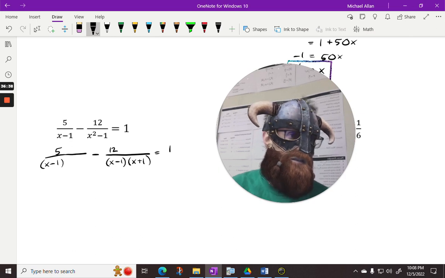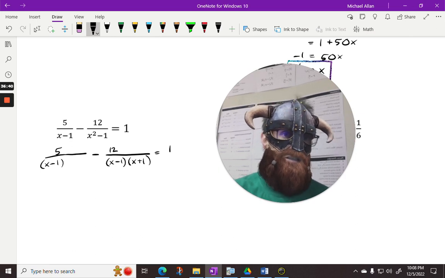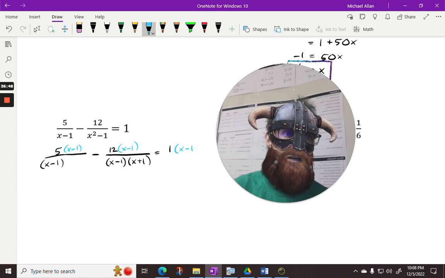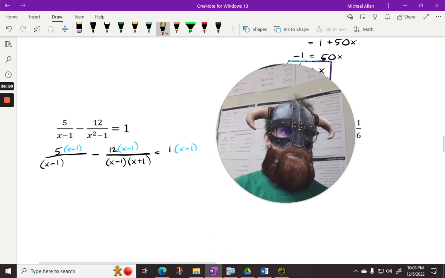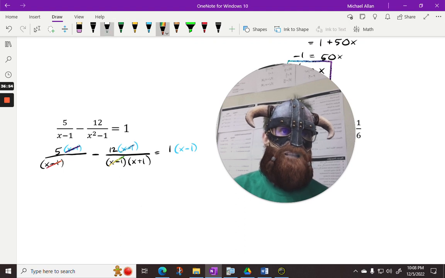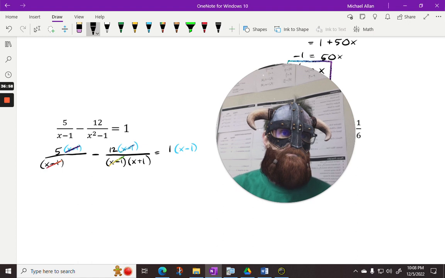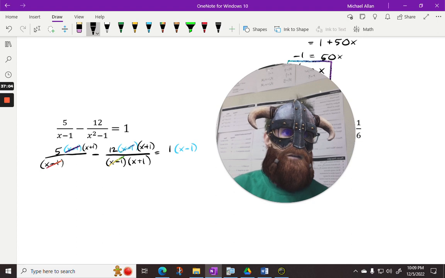Now, I need to get rid of these denominators. But remember, you're trying to do as minimum work as possible. So if I multiply by x minus 1, that actually covers all the x minus 1s right away. I don't have to multiply by x minus 1 again to get rid of both of them. You just have to do it once. But I still have to get rid of this x plus 1. So x plus 1, x plus 1, and then over here, x plus 1.